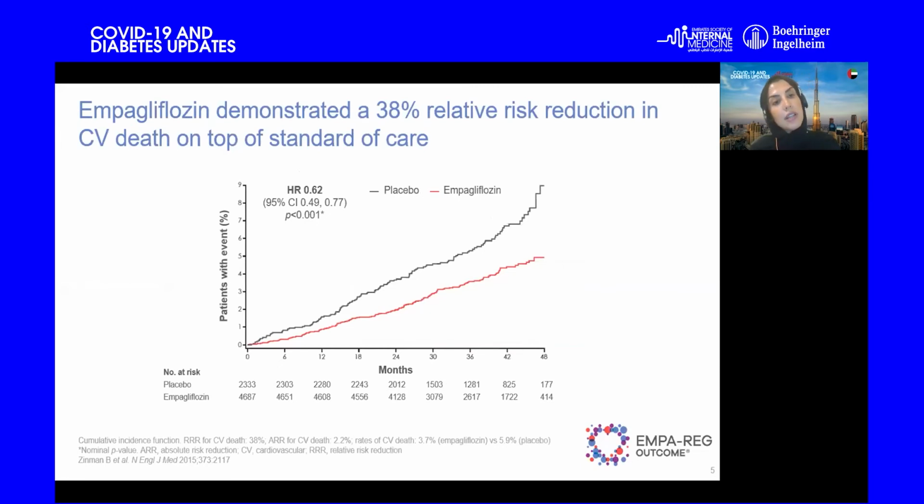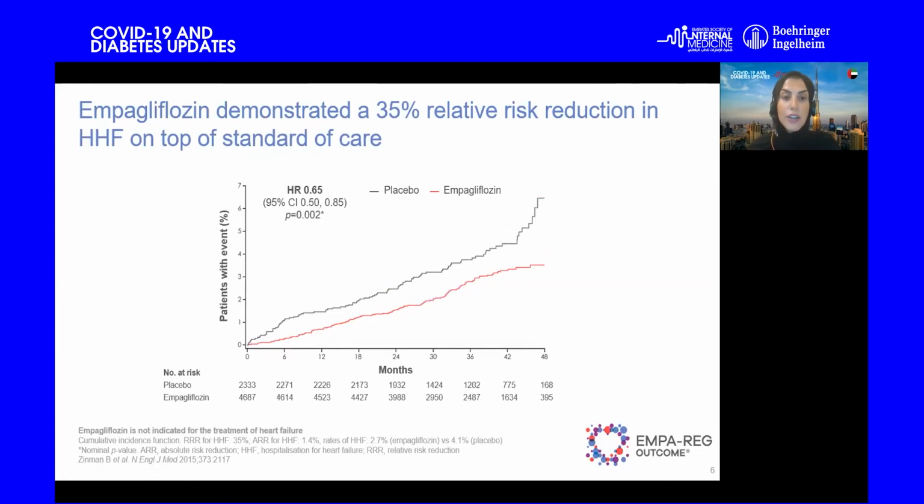Moving directly to the results, Empagliflozin, as per the EMPA-REG OUTCOME trial, demonstrated a relative risk reduction of 38% in cardiovascular death. This reduction has been consistent for both doses, sustained throughout the trial, and most importantly, an early separation from the placebo arm has been proven. Moving to the hospitalization for heart failure, again, a 35% relative risk reduction has been achieved, consistent for both EMPA-10 and EMPA-25, sustained throughout the trial, and again, an early separation has been witnessed from the placebo arm.